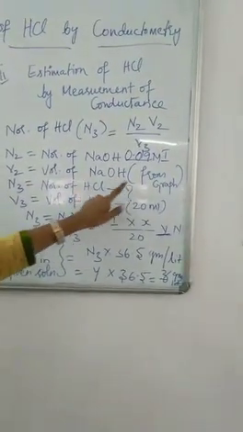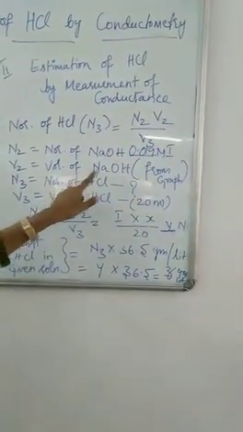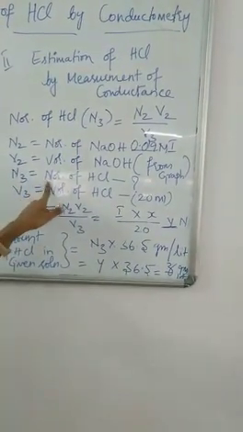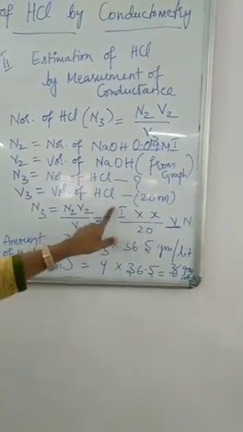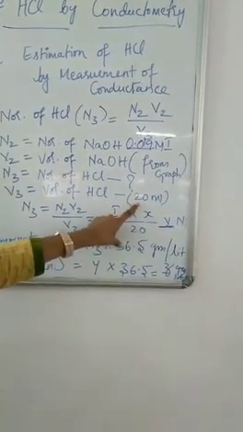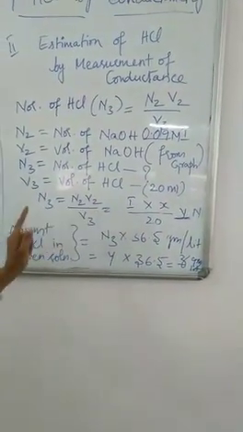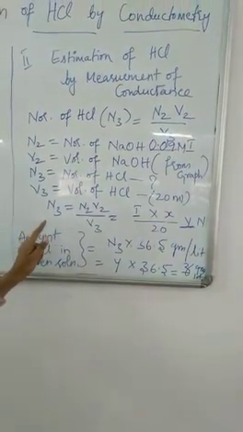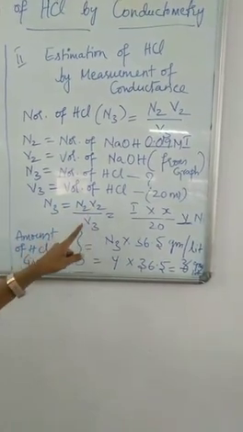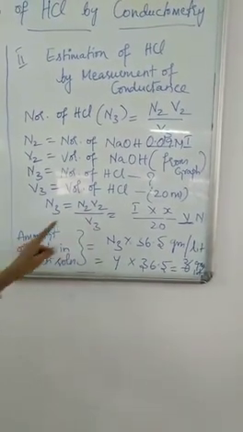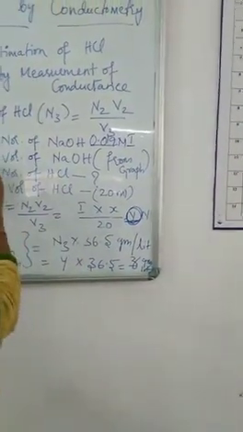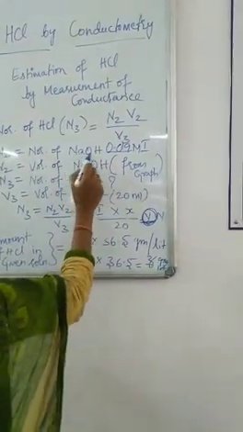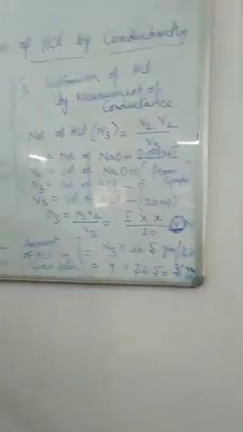After plotting the graph, we get the V2 value. N3 is the normality of HCl, which should be calculated, and V3 is the volume of HCl: in a beaker we are taking 20 ml of HCl. By substituting the values, N3 equals N2V2 divided by V3, and after calculating we get some value. Here the V2 value should be taken from the graph. How do we take it from the graph?